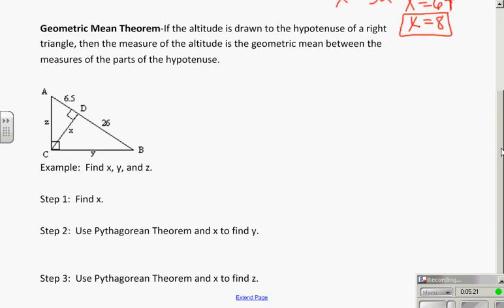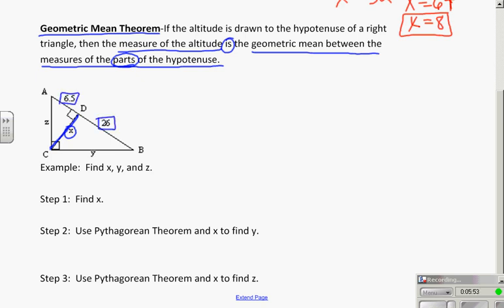Now, what does this have to do with geometry? Well, there's a geometric mean theorem, which says if the altitude is drawn to the hypotenuse of a right triangle, our same altitude that makes similar triangles, then the measure of the altitude, in this case x, equals the geometric mean between the measures of the parts of the hypotenuse. So that segment dropped from the right angle to the hypotenuse cuts it in two pieces. Those two pieces are in a relation of the geometric mean to the hypotenuse. So we can have a picture like this.